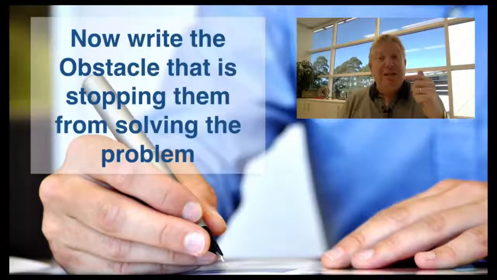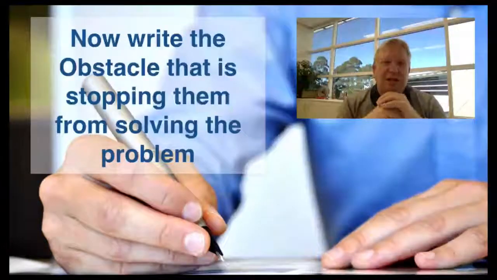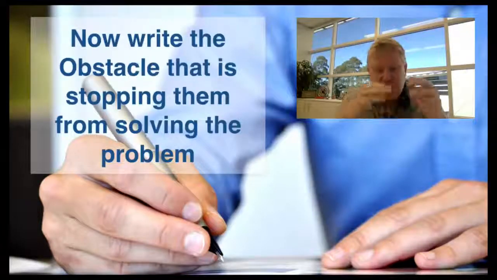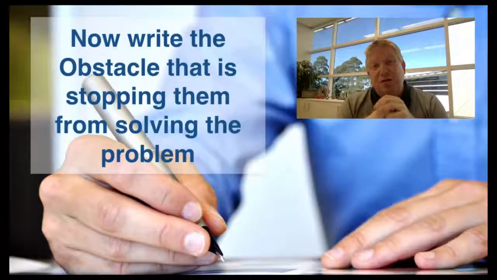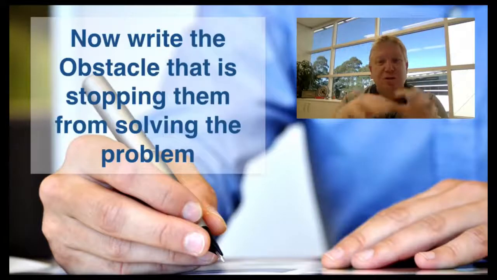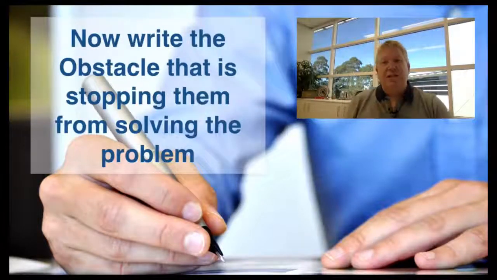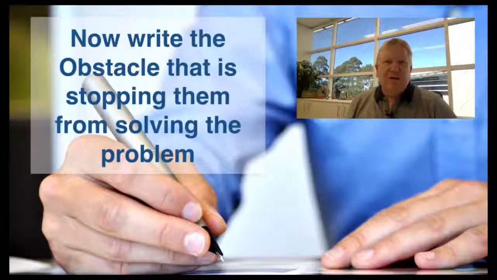The final thing to do is, in between those 2 columns, you'll see the middle column, column number 2, where you're going to write down the obstacle that is stopping them from solving the problem. Okay, so what is it that's stopping them from solving the problem.